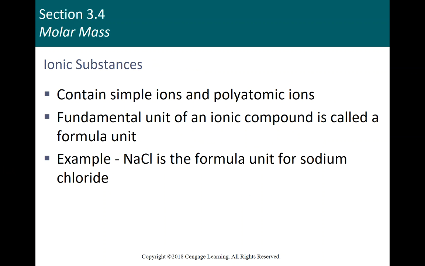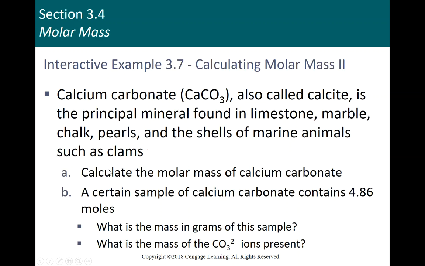Ionic substances. Ionic substances are defined by something called formula units, and we use formula units when we calculate molar mass as well. Ionic substances can have simple ions like sodium ions and chloride ions, or they can have polyatomic ions, and the first example we're going to work through has a polyatomic ion in it.